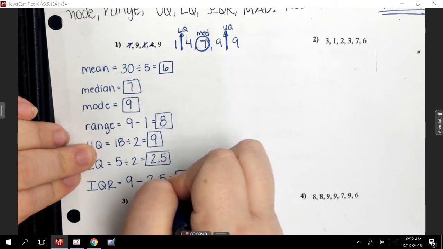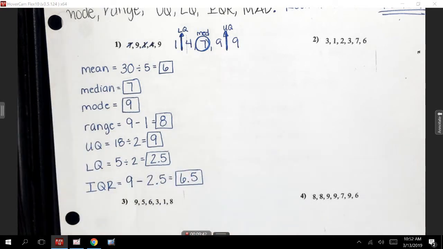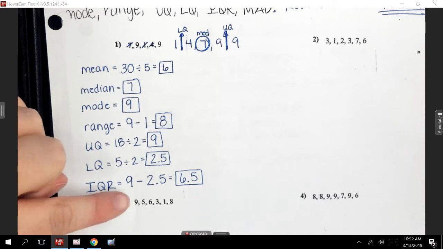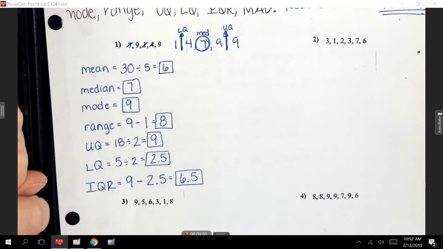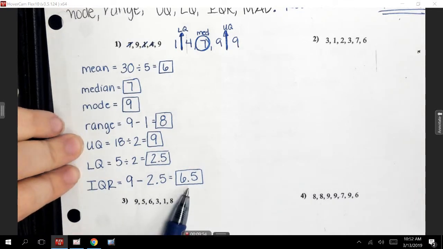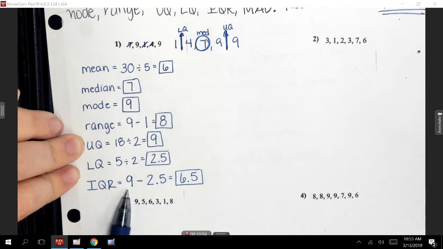6.5. All right, are we okay with this? My folks that were out Monday, that was Monday's. 6 point. You're giving me a funny look, Carlos. What's going on? What do you mean? 9 minus 2.5. 9 went down to 6.5.